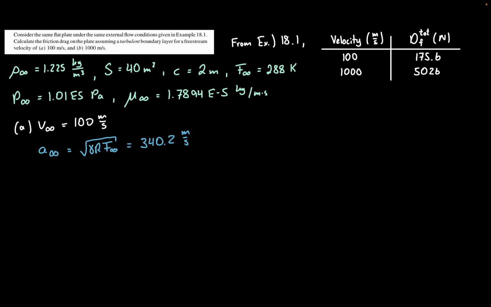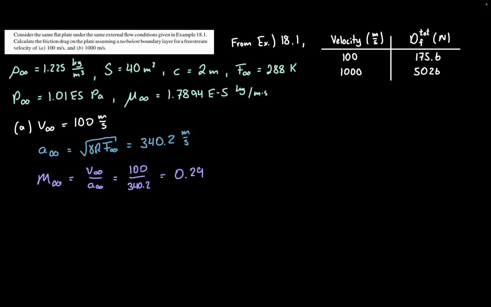Then the free stream Mach number is V infinity divided by A infinity. That gives 100 divided by 340.2, which is about 0.29. So we're just underneath that incompressibility to compressibility pivot of 0.3 Mach number, and we should be safe to assume that we are in the incompressible range for air.